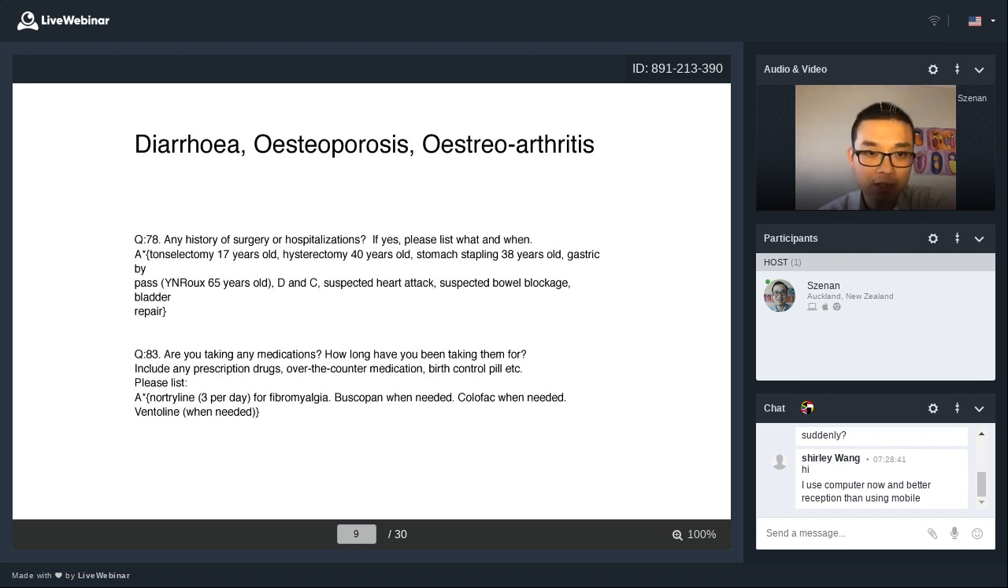Now, what about this? This is about her surgery, and what she's been taking. I want to talk about this here. She's been taking Nocturne for fibromyalgia, and that's what she put on. Other drugs she only takes when she needs them, but she has taken this over 10 years, 20 years, I can't remember, 3 per day.